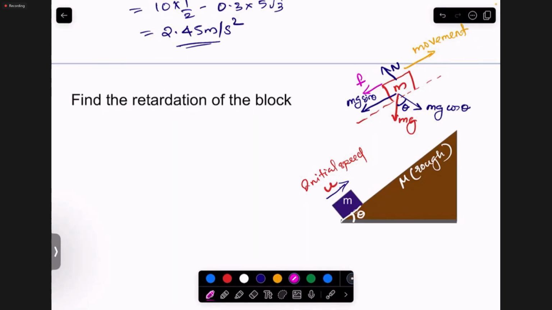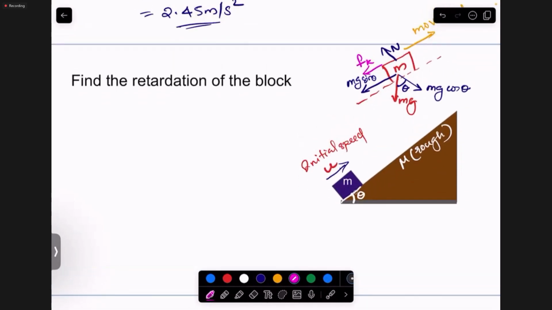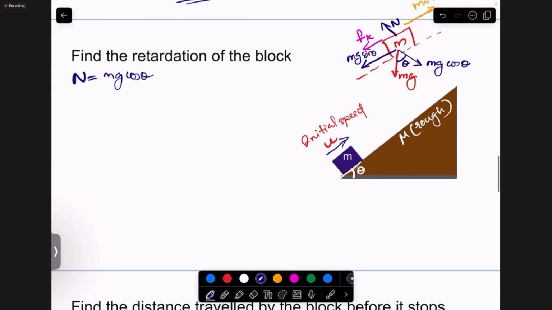So, what will be the friction over here? That will be a kinetic friction. Why? Because there is a relative motion between block and the surface. So we can equate all this thing together. So one is, right, normal force equal to mg cos theta. Why? Because there is no vertical motion. So whatever is in the same direction will counter each other. So N equal to mg cos theta.